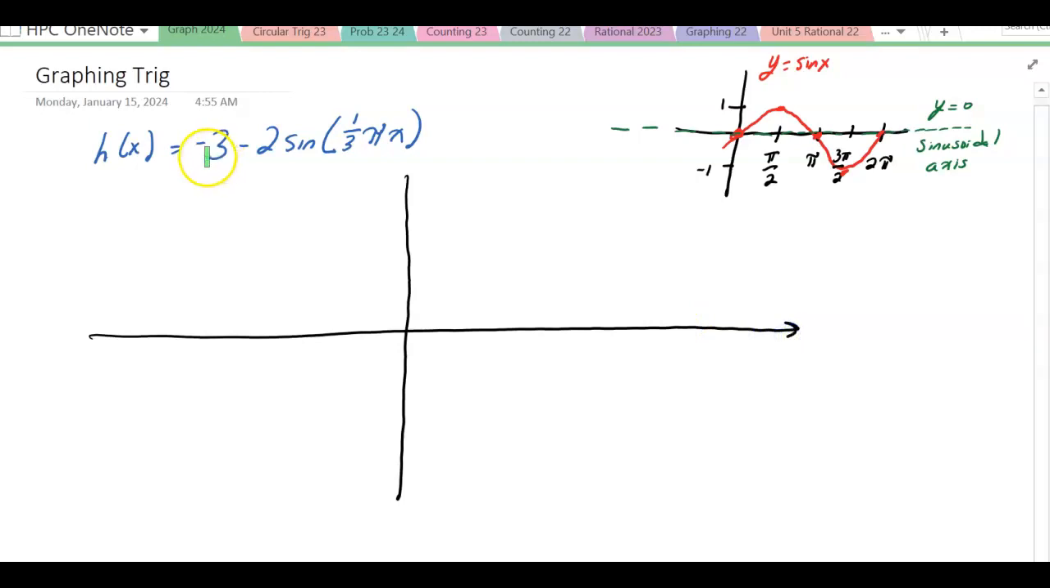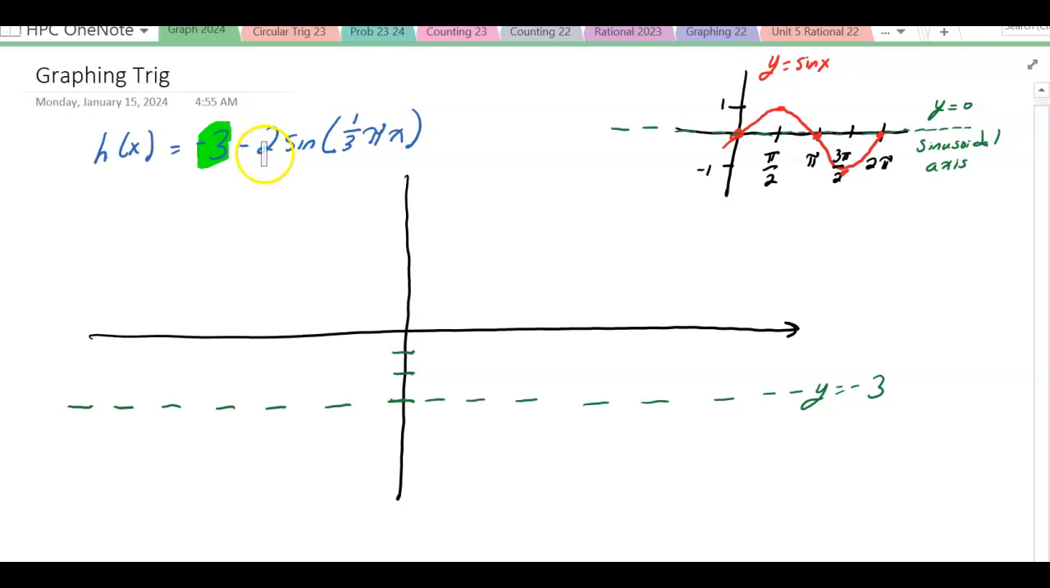And we know the sinusoidal axis occurs at y equals -3. I'm highlighting that, so that's the sinusoidal axis. So I'm going to go down to -3, and I'll draw in that sinusoidal axis.